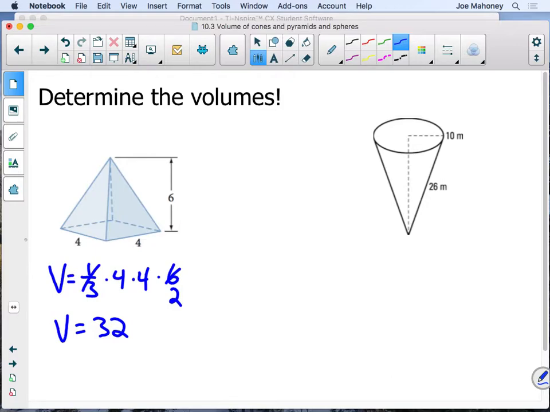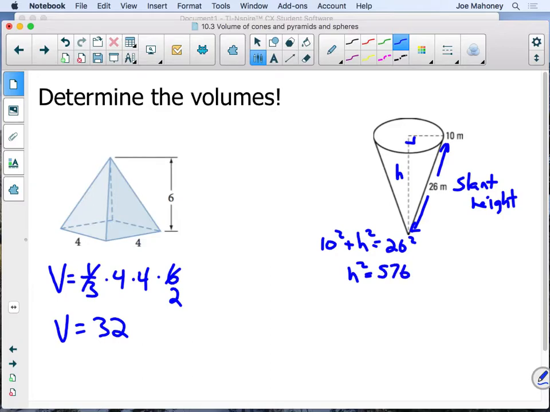The second one's a little bit different, because notice that the 26 is what's called the slant height. It is not the height of the cone. It's the height of the side of the cone. This would be the height of the cone. So notice that it makes a right triangle. In order to find the height, I'm going to first have to do the Pythagorean theorem. When we solve this, 26 squared is 676. 10 squared is 100. When we subtract them, we get h squared equals 576. When we take the square root of both sides, the height turns out to be 24.